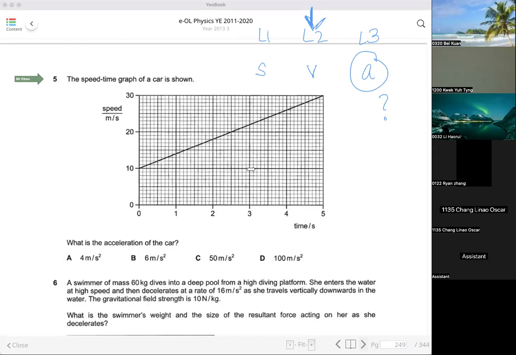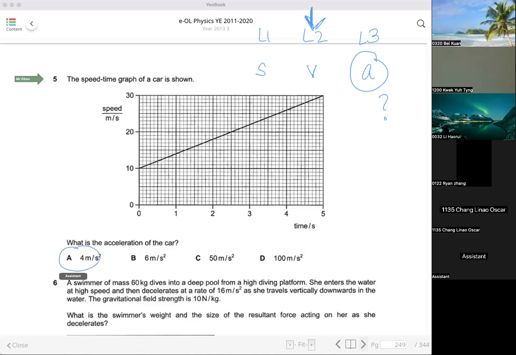Okay, I got the answer already, and the first to give me was Oscar. Well done. Oscar, correct. Ryan, correct. Yiting, correct. Huai Xin, Hao Rui, Pei Guan, all correct. Very good.